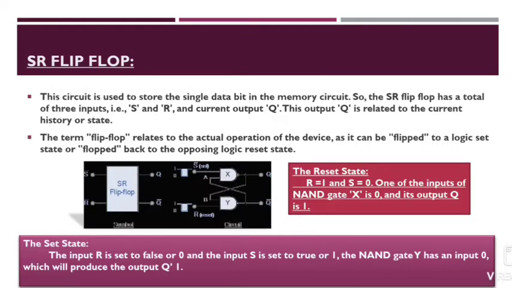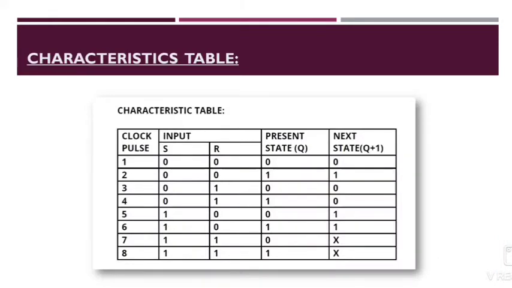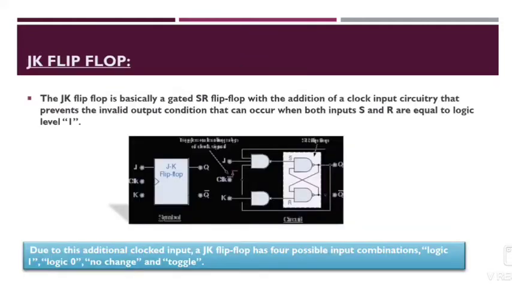First, the set state. The input R is set to false or 0 and the input S is set to true or 1. The NAND gate Y has an input 0, which will produce the output Q dash 1. The reset state. R is equal to 1 and S is equal to 0. One of the inputs of NAND gate X is 0 and its output is 1. Characteristic table. Clock pulse, input S and R, present state Q, next state Q plus 1.